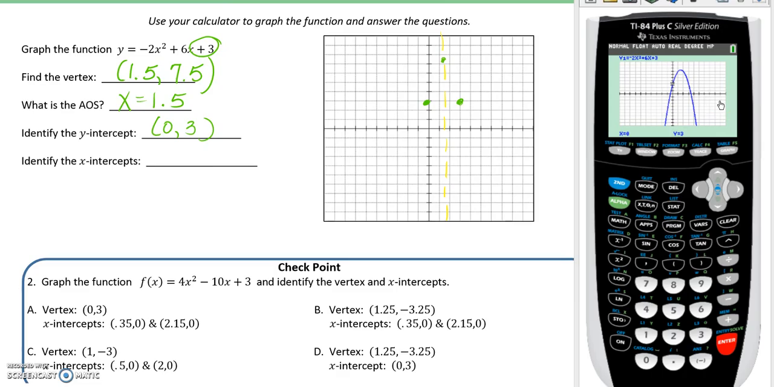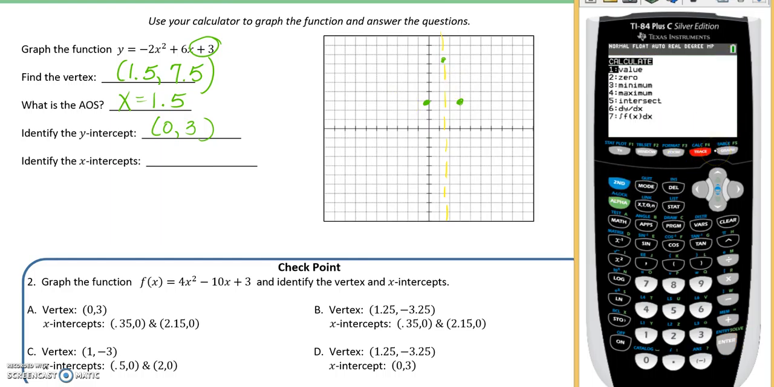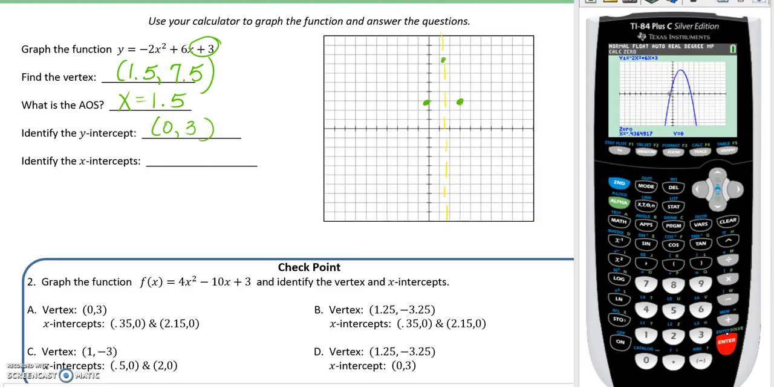So to find them, I'm going to use the 0 feature of my calculator. Second calc. And 0 is option 2. Let's find this one on the left first. Left bound is below. Hit enter. Right bound is just above it. Hit enter. Hit enter on guess. And it is about 0.44 is one of them.